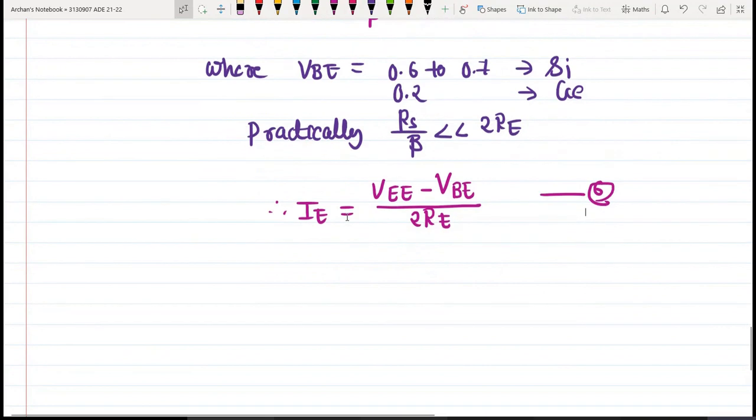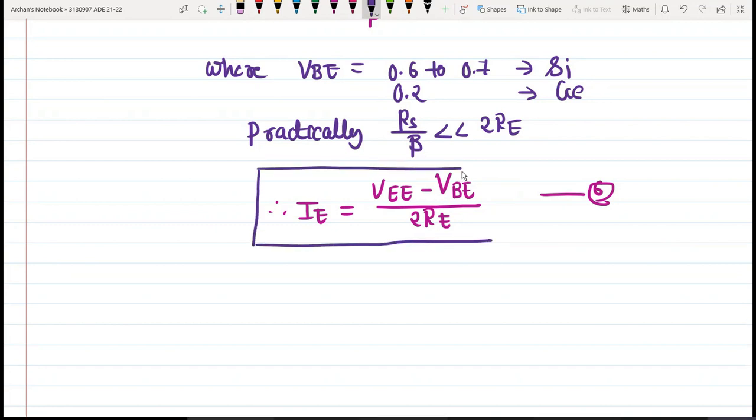Okay. So from this equation, we can observe that RE will determine the emitter current of the two transistors Q1 and Q2 for the known value of VEE. And the emitter current through transistors Q1 and Q2 is independent of the collector resistance RC. You can see there is no collector resistance RC in this equation of IE. Okay, so these two are the conclusions from our end.